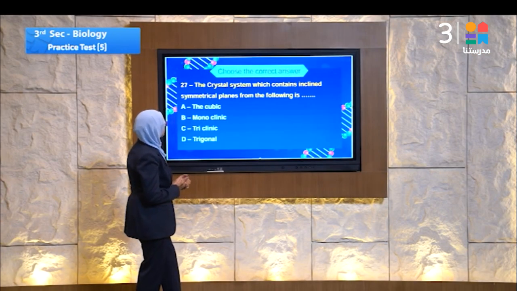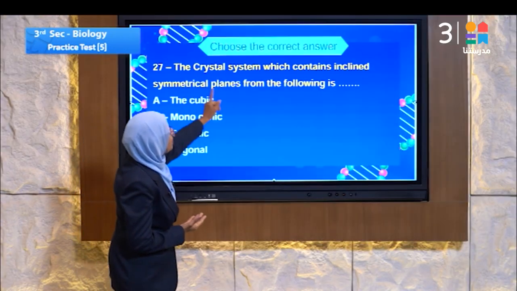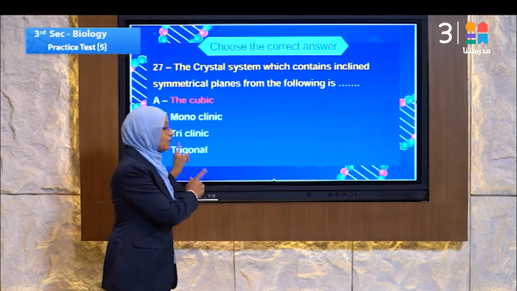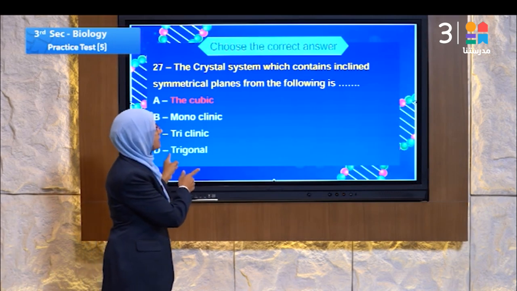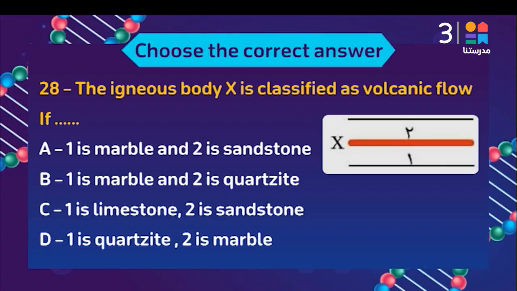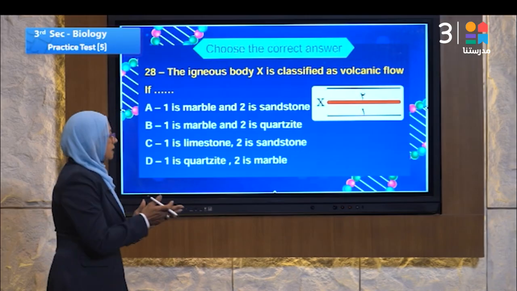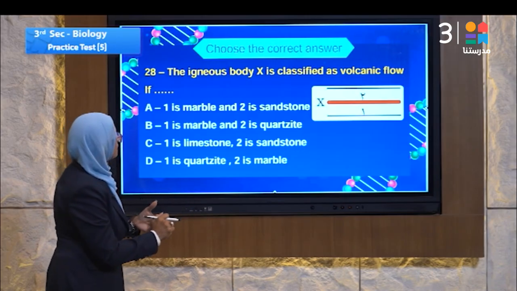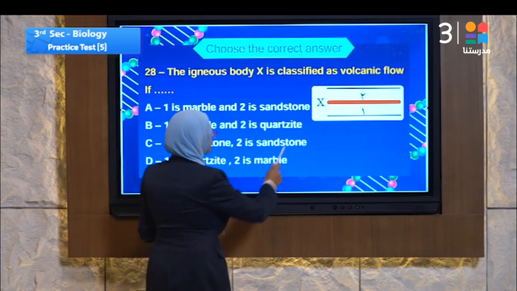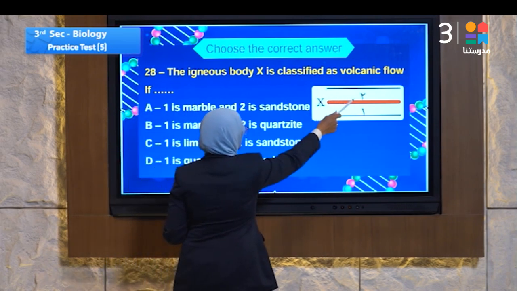Let's see the question again. The question speaks about the symmetrical planes. So the answer must be the cubic one because it has the inclined symmetrical planes. Let's go to question number 28. Question number 28, Earth Science again. It speaks about how to classify the rocks here. There are 3 types of rocks, X, 2, 1.